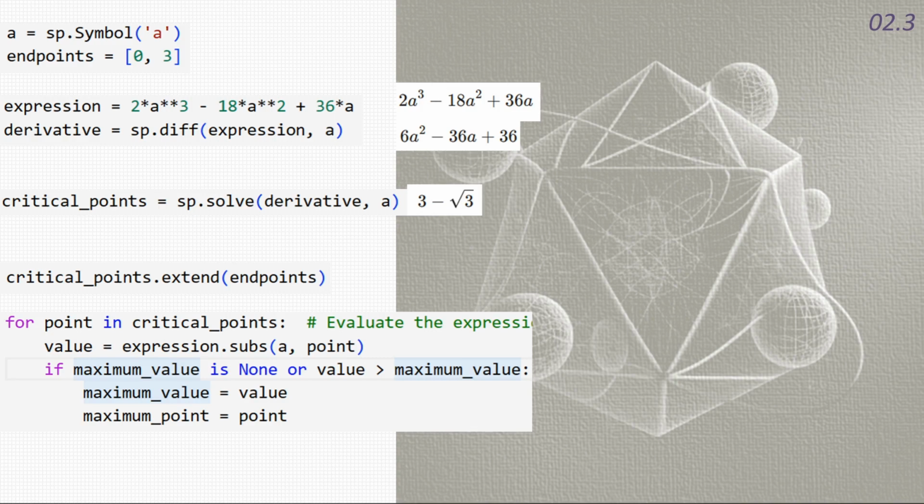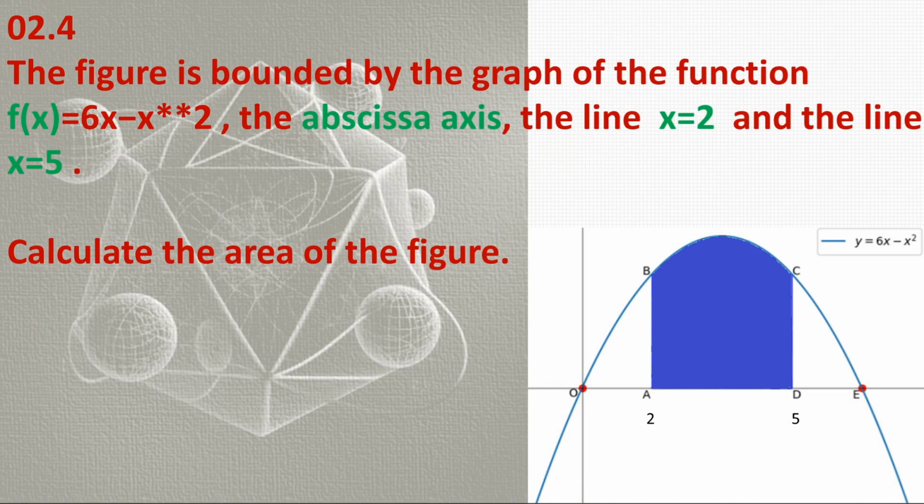Let's continue exploring the wonders of SymPy and unlock even more fascinating mysteries in the world of mathematics. Now, let's tackle the fourth question of this task, which aims to test our understanding of integrals. We need to find the area of the figure bounded by our parabola within the interval from 2 to 5.